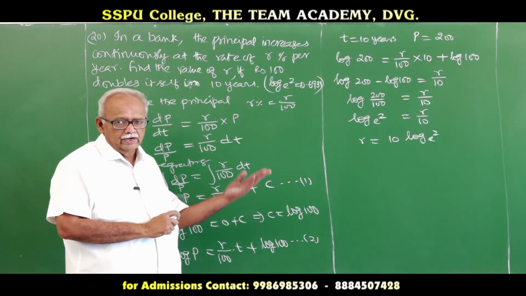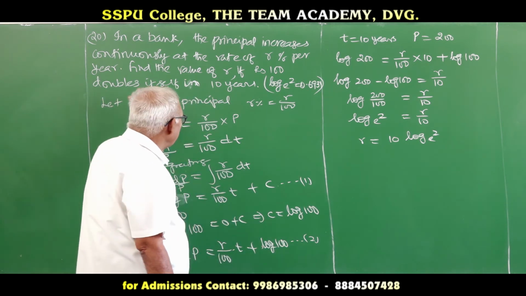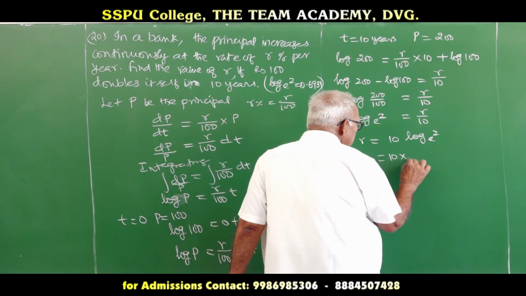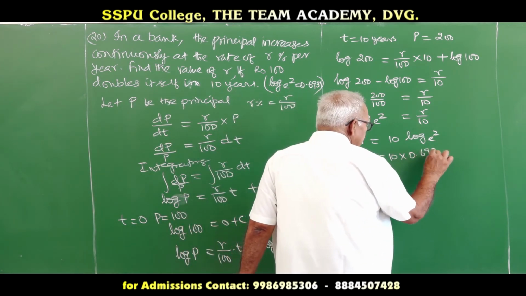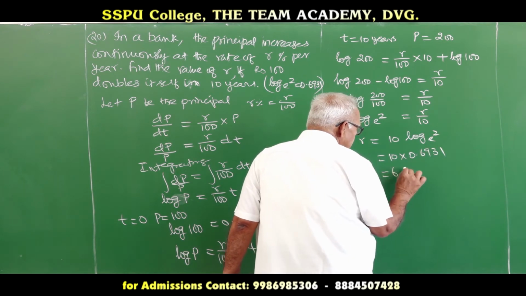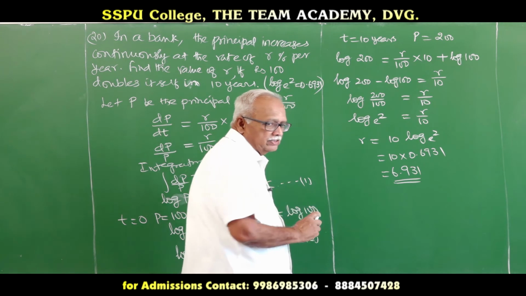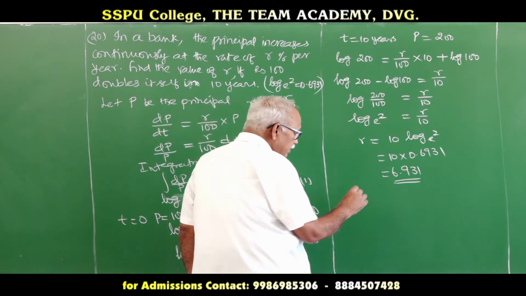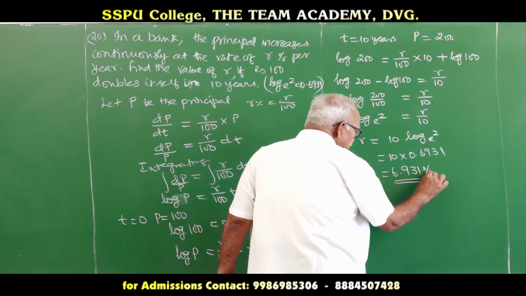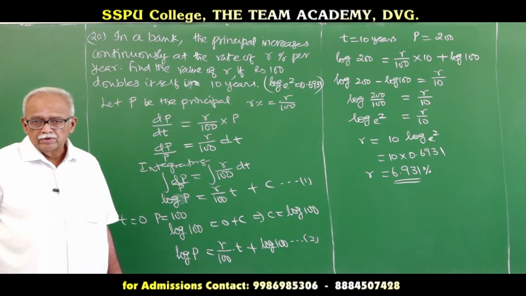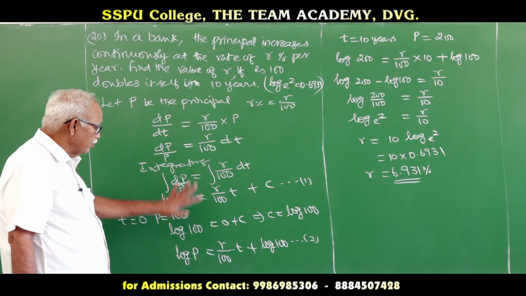Now we can calculate. For that they have given the value of log 2 to the base e as 0.6931. So what is the rate of interest they are giving? r is equal to 6.931 percent. So that is the bank problem; another bank problem also we will do.